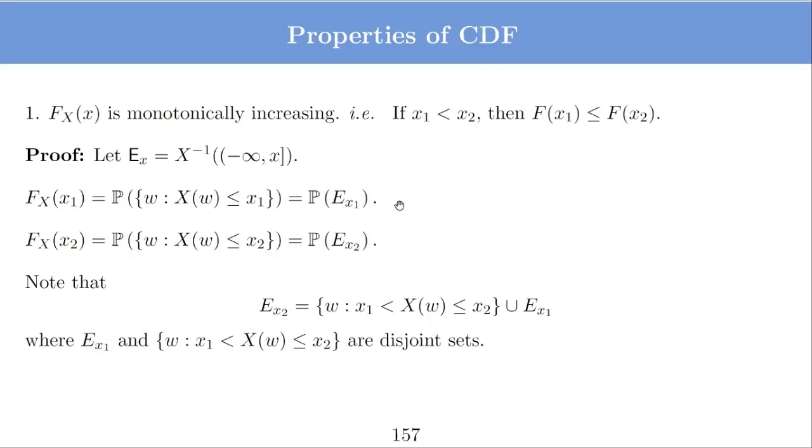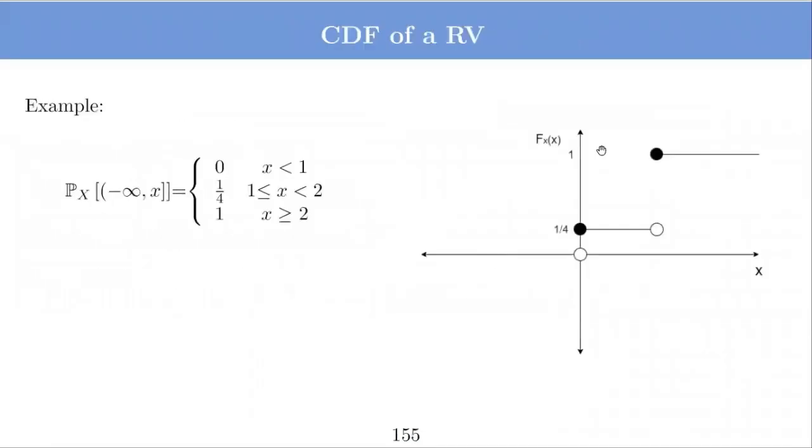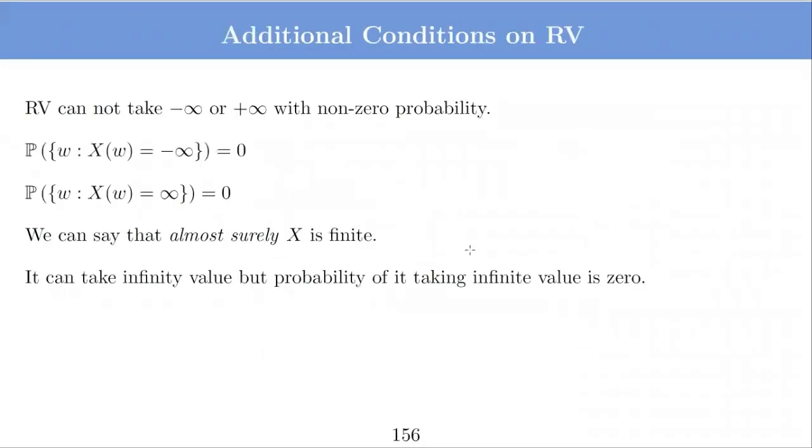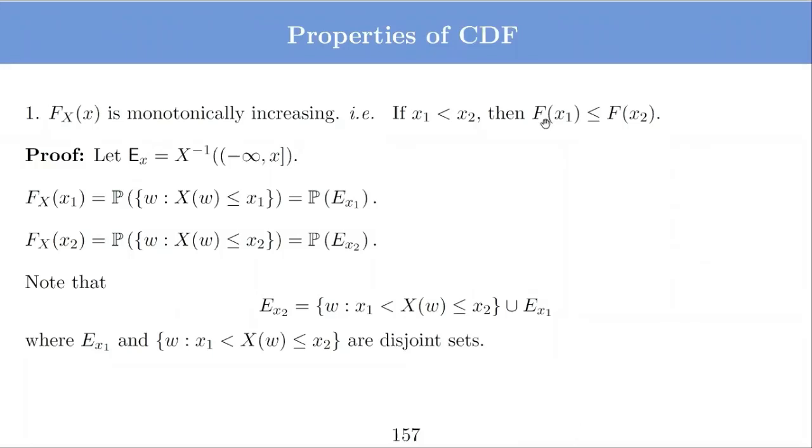One is that F_X, the CDF, is a monotonically increasing function. It means if you take two elements x1 and x2, if x2 is more than x1, then F_X(x2) should be more than or equal to F_X(x1). It cannot decrease, it will increase. Okay. I'm not saying strictly, because sometimes it can stay equal, right? As in the example you have seen here, this is a constant. It doesn't increase here, but it increases here. But it cannot decrease. So it either increases or stays the same, but it cannot decrease.